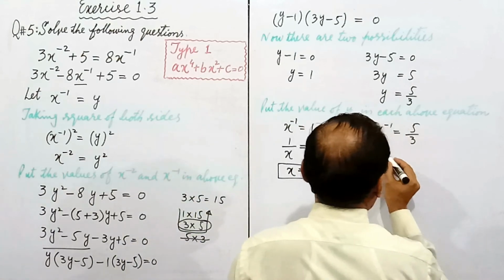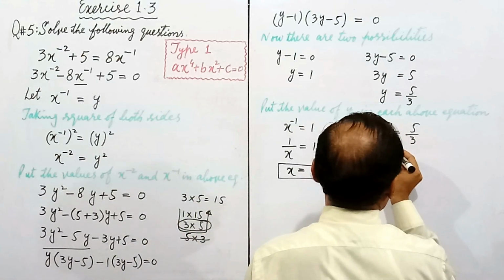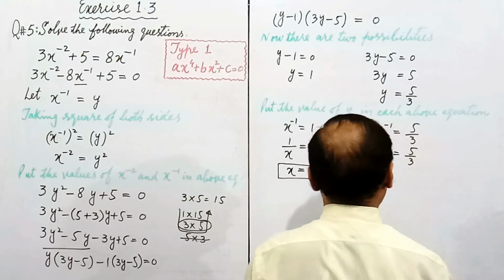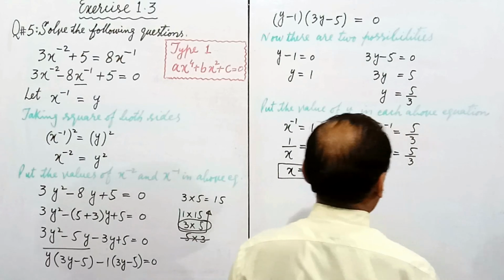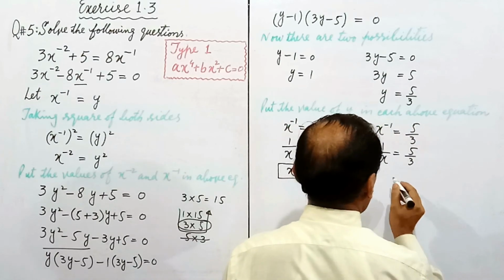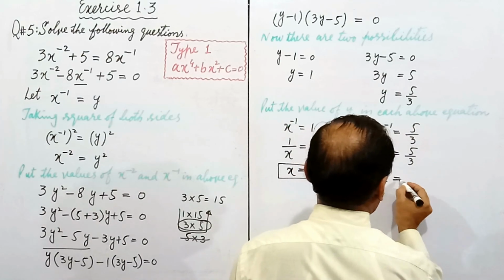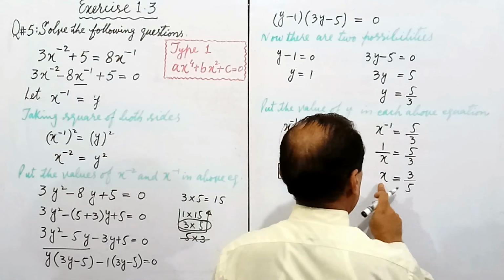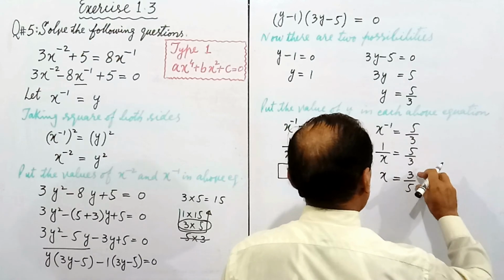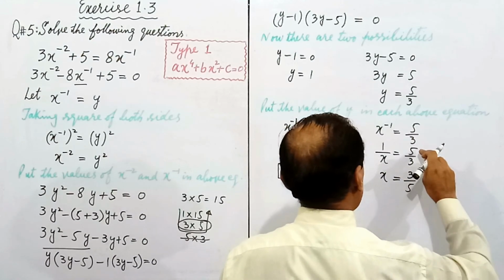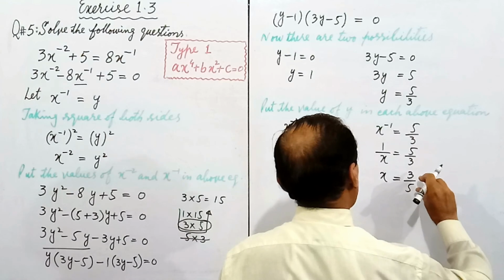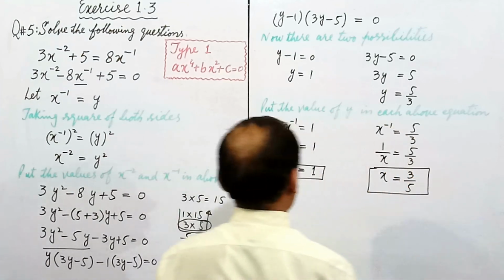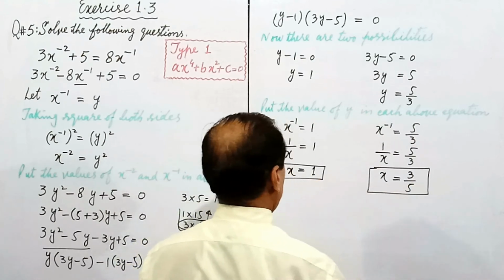For the second value, again we apply the law of quotient of power with the same base. We have 1 over x is equal to 5 over 3. And it is obvious that when we take the reciprocal of both sides, we have x is equal to 3 over 5. The reciprocal of 1 over x is x, and the reciprocal of 5 over 3 is 3 over 5. Meaning the numerator becomes the denominator and the denominator becomes the numerator. Thus the solution set is 1 and 3 over 5.